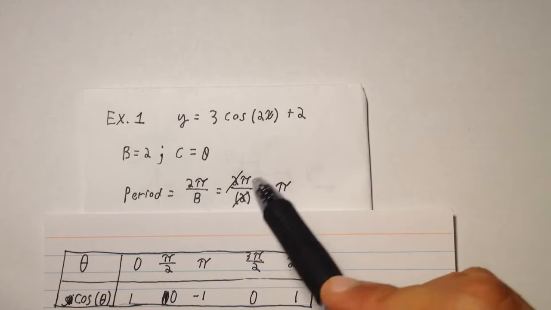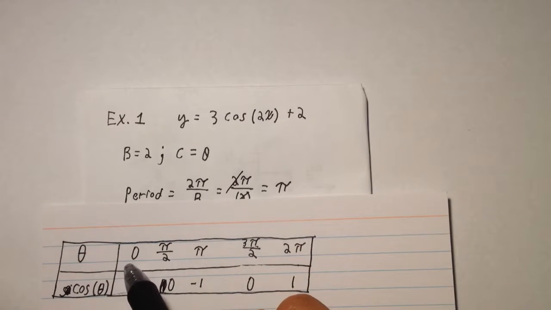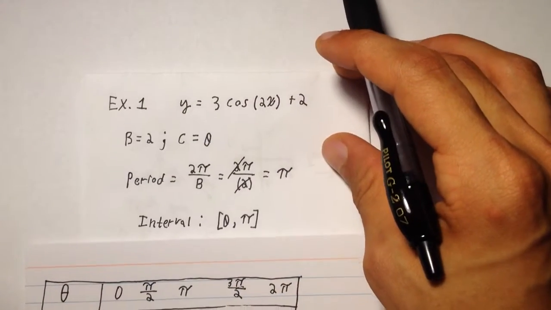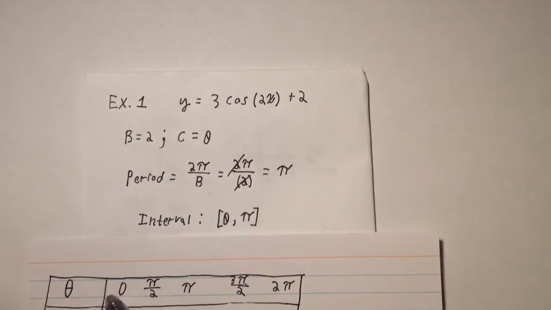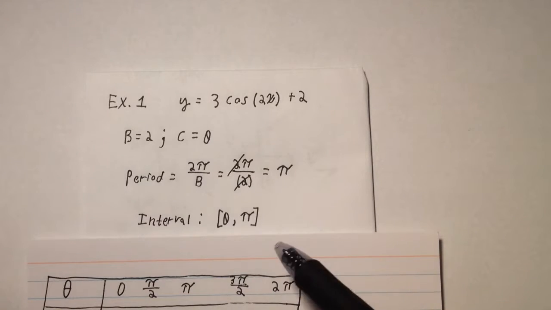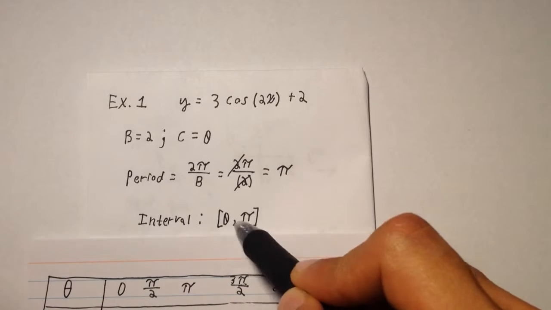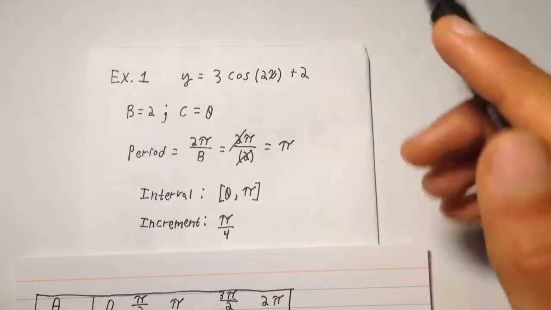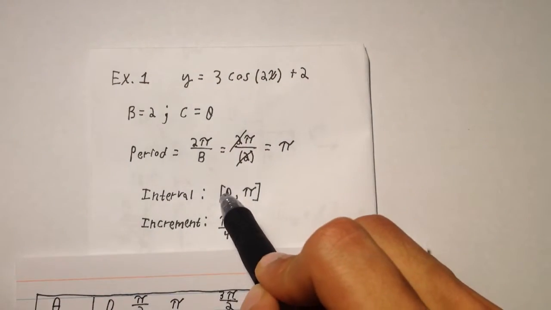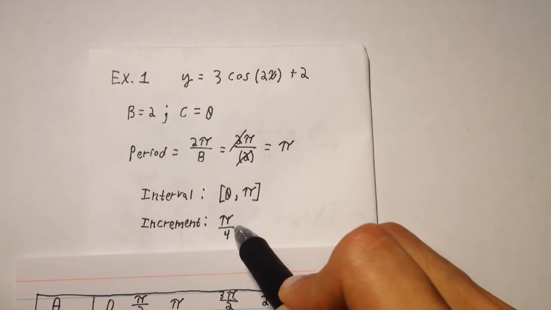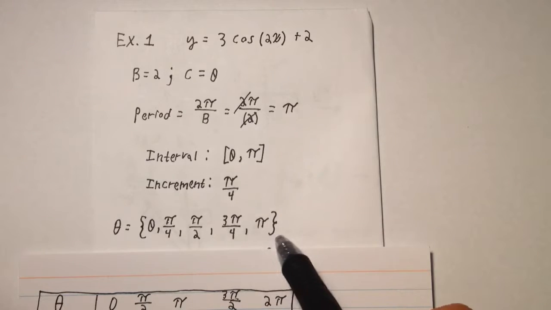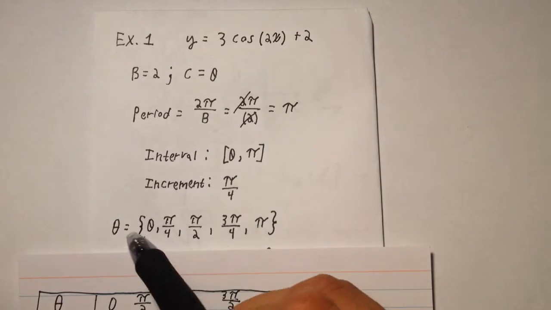This means that my new interval, instead of going from 0 to 2 pi, I'm going to go from 0 to pi. And that's what I put right here. Now to get my points in between, 0 to pi, my new interval, I'm going to subtract the upper bound minus the lower bound and divide by 4. That's going to give me my increment, which means that I'm going to start at 0 and I can count by quarters until I get to pi. Those are going to lead me to my new theta values right here, the ones I'm going to plug in and evaluate.